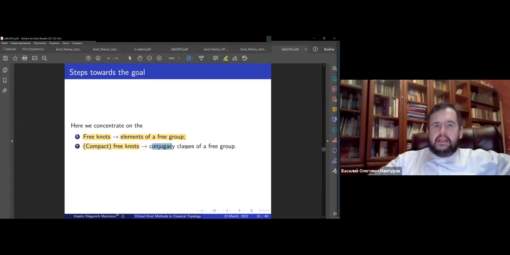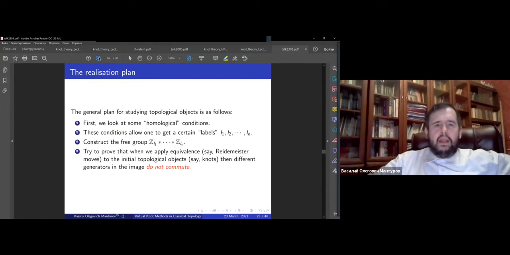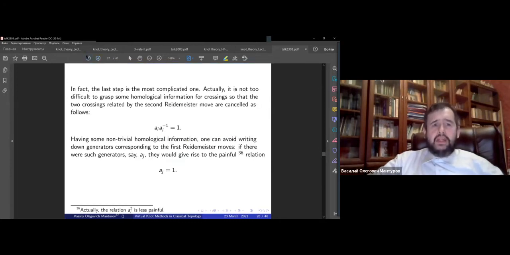conjugacy classes, as expected. And again, this will be something like a free group, well, maybe not completely free, maybe just a free product of some Z2s, but for me, it's good enough. Well, and the general plan will be, again, to try to find some homological conditions, and put some labels and make them not commuting with each other. So I want to have something one-dimensional, and I want labels not to commute.